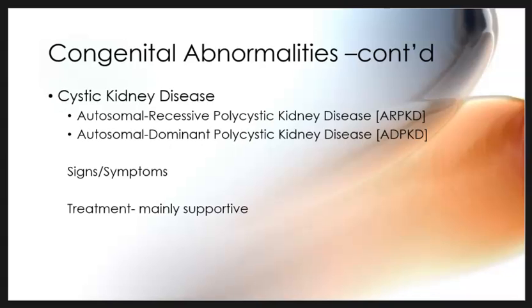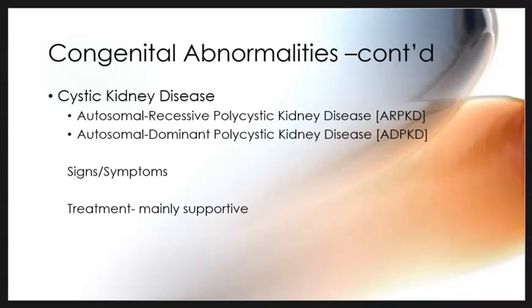Renal cysts have been reportedly identified in more than half of patients over the age of 50. So age is also playing a part. The two most common forms of cystic disease are autosomal recessive polycystic kidney disease and autosomal dominant polycystic kidney disease. Recessive is usually diagnosed in infants and young children, whereas the autosomal dominant may not be apparent until adulthood.